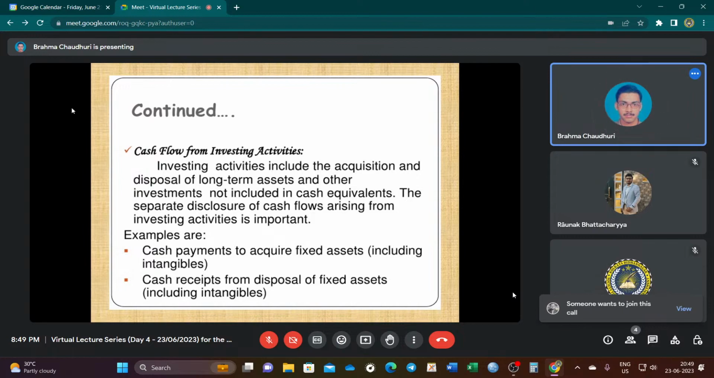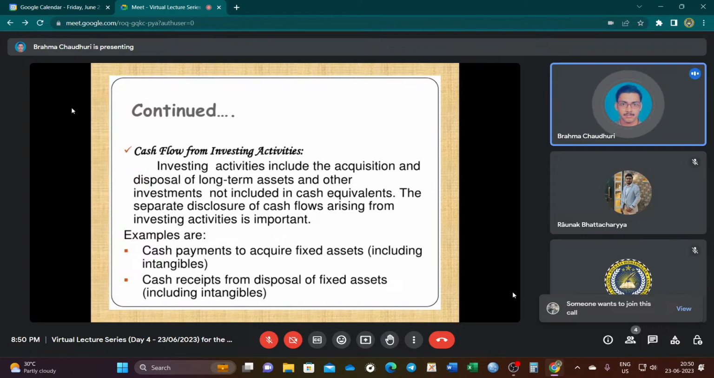So whenever there is any purchase of land, building, plant, machinery, or sale of land, building, plant, machinery, or investment in certain securities of a particular company, or disinvestment, that means the invested securities have been sold. So all those activities which revolve around the investment of a business enterprise related to the acquisition of fixed assets, long term assets, or investments, or disposal of those long term assets and investments not included in cash equivalents, they come under the purview of cash flow from investing activities.